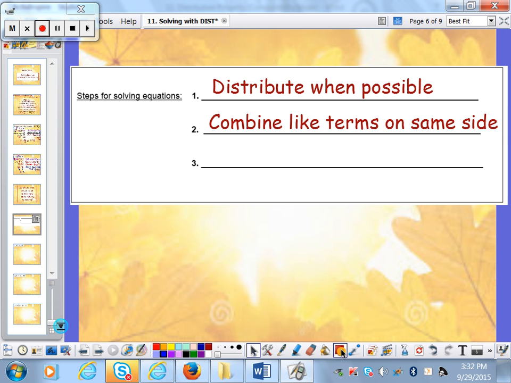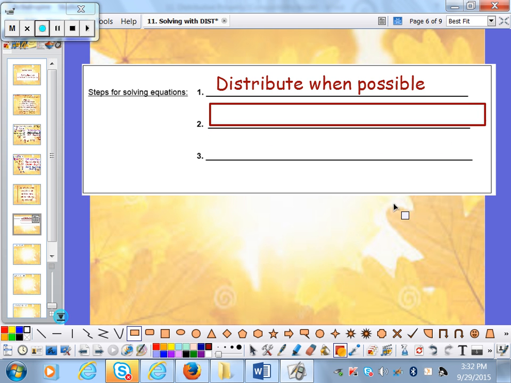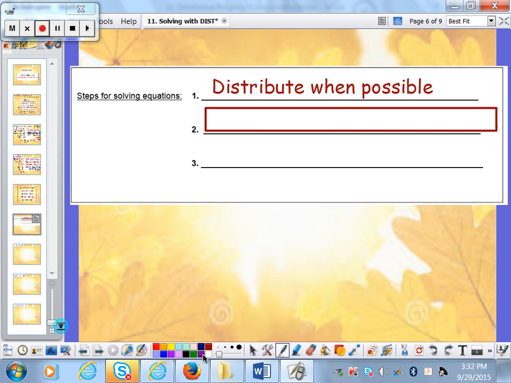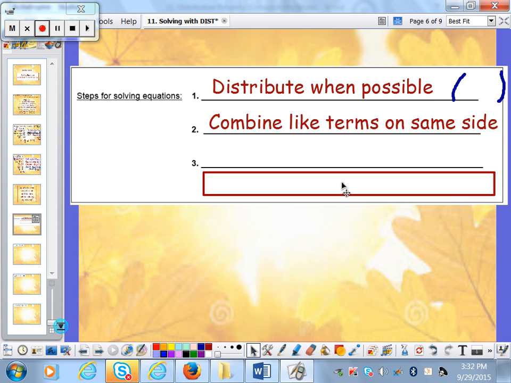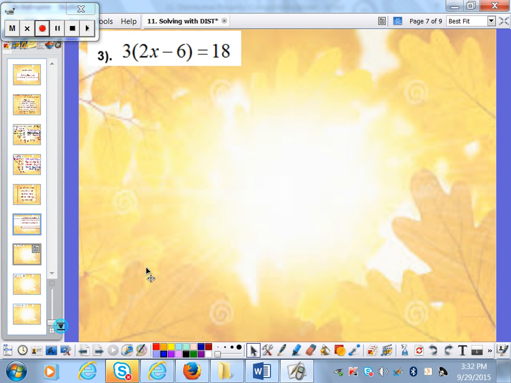is distribute when possible. Okay, please copy that down. Remember, distributing will be possible when you see a set of parentheses. After you do that, continue looking for combining like terms on the same side, if possible. And the last step, use your properties of equality. All of these steps will get you to solve for the variable that is given. When you're ready, please turn the page to example number 3.